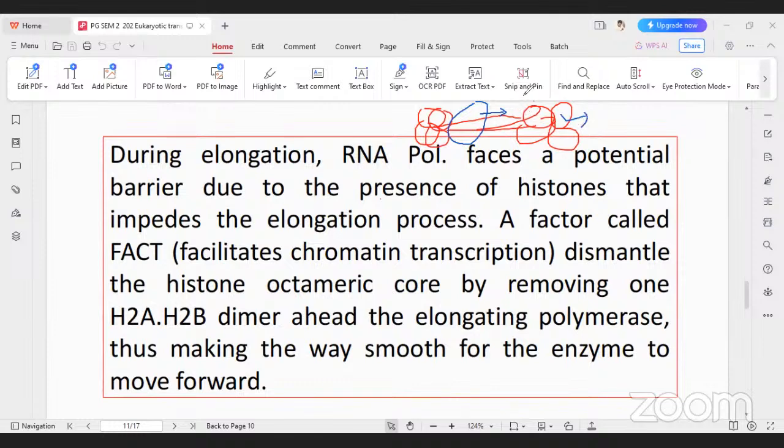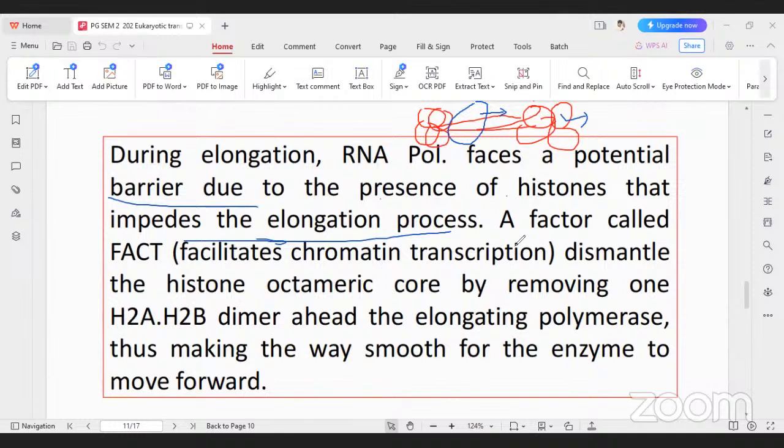If any histone proteins are present apart from the DNA, can the RNA polymerase move easily forward, downstream? If histone proteins are there, it cannot. Right. Actually, histone proteins stop the movement of RNA polymerase. These are potential barriers, the presence of histones that stops the elongation process.